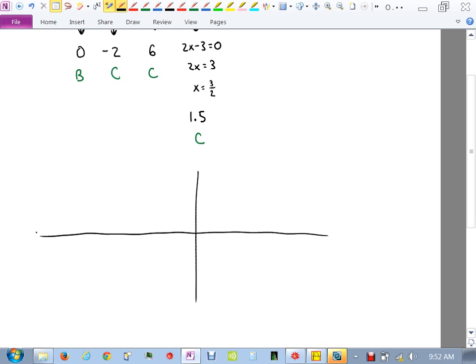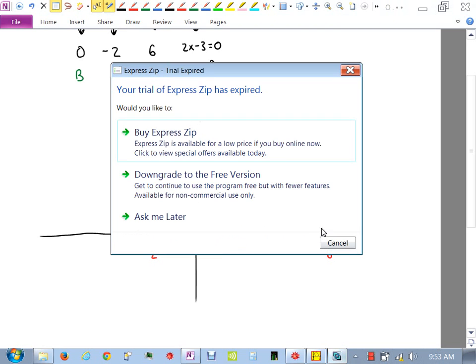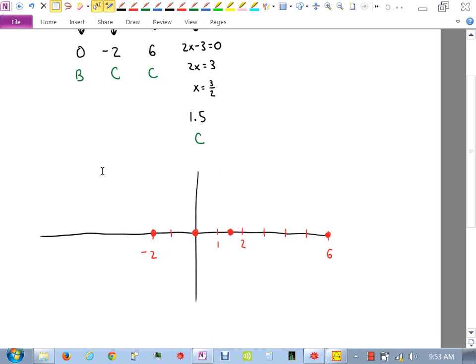All right, I have x-intercepts at 0, at 1.5, at 6, and at negative 2. All right, so we always start by plotting the x-intercepts.